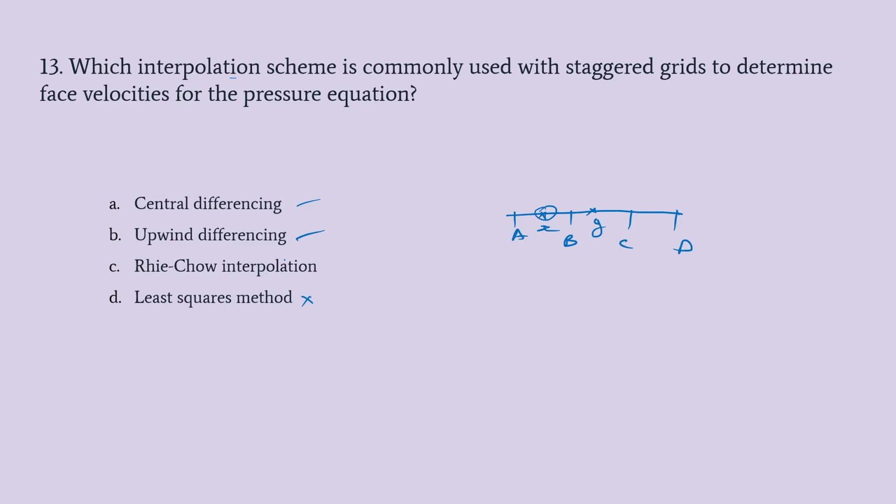One basic method for interpolation is the least square method, but it is not used as such in our CFD processes because it requires another set of statistical calculations. So in our pressure velocity schemes, the most common interpolation scheme used is the Rhie-Chow scheme. Rhie-Chow interpolation is used not only with staggered grids, it is also used with collocated grids.